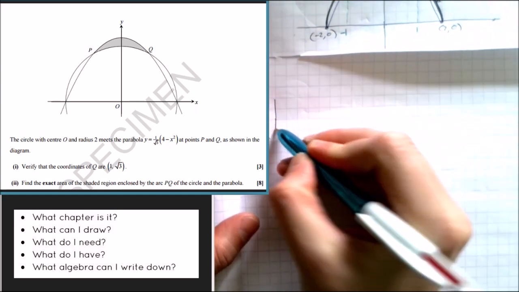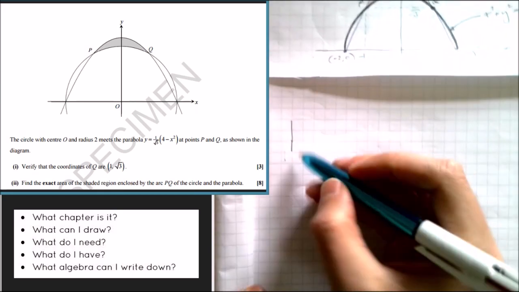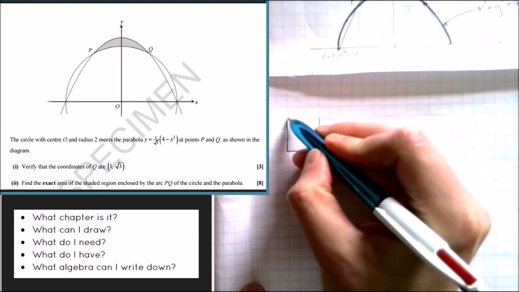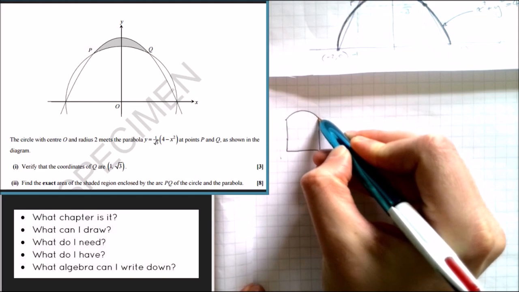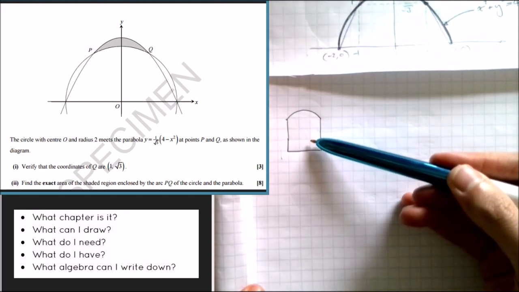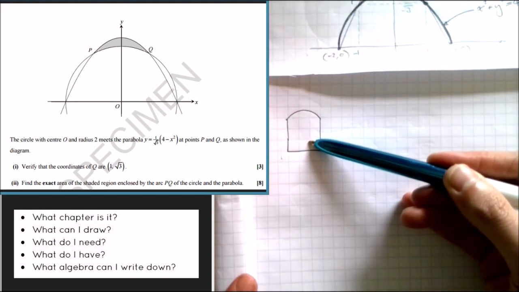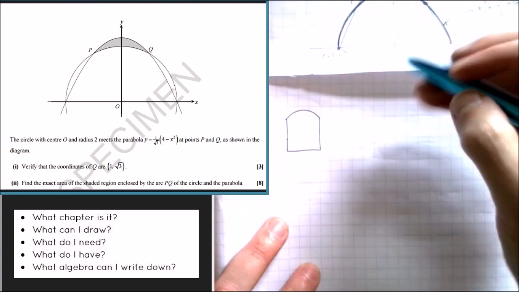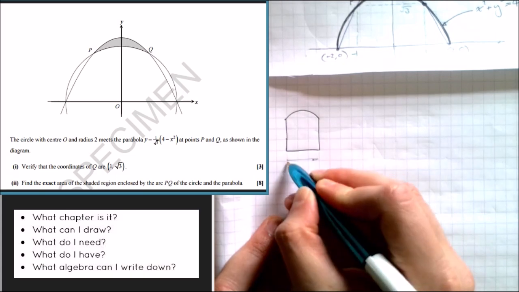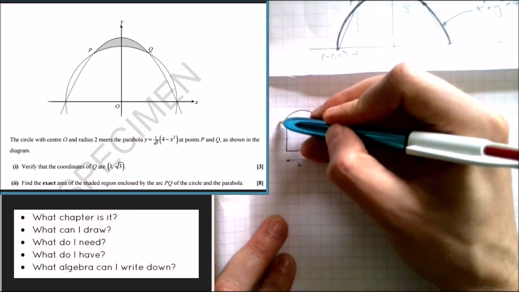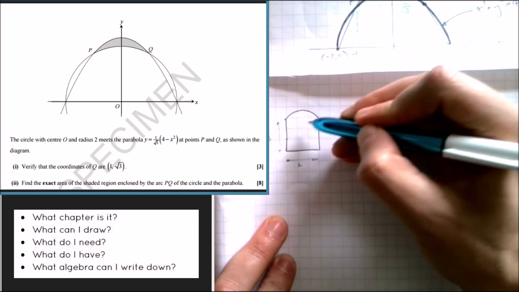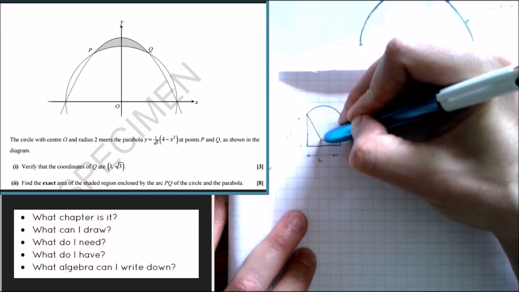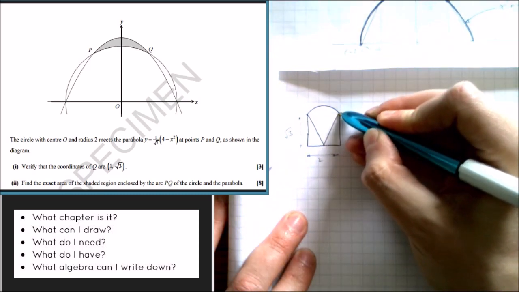It's like we're asking ourselves these questions multiple times through the thing. And if you train yourself to ask these questions, you'll get to this stage. What do I need? What do I have? I need the area under the circle. What do I have? I've got 2 there. I've got root 3 there. And I want to find a way of getting this. I'm going to split it up into things that I know.